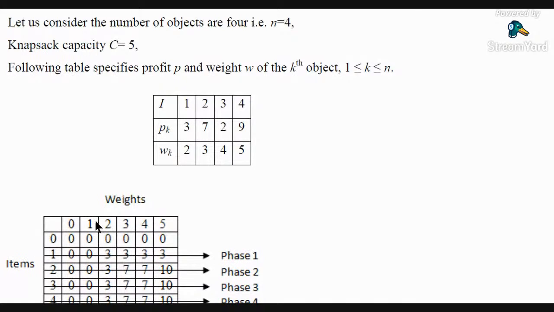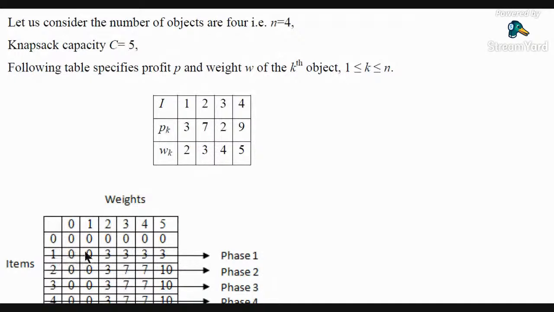Considered knapsack capacity is 1. Then if we consider this particular cell, the considered knapsack capacity is 2. If we consider this particular cell, the considered knapsack capacity is 3, and so on. And in this entire row, how many objects are considered? Only the first object is considered. Now see what is happening over here.